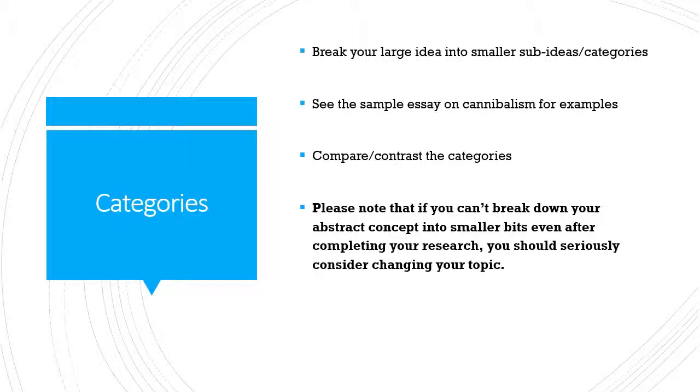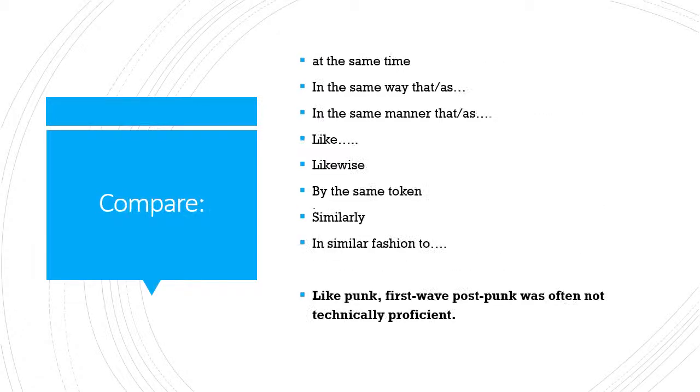Right, so the key to defining an abstract concept, because abstract concepts tend to be really big, is to break your idea into smaller ideas or subcategories, right? So the cannibalism essay has some examples of the way that you take cannibalism, which is big, and you break it up into smaller subcategories. Dietary cannibalism, which is totally gross. Ritual cannibalism, things like this. And then you compare and contrast the categories. If you have an abstract concept that you can't break down, then it's not going to work for this assignment. So just keep that in mind.